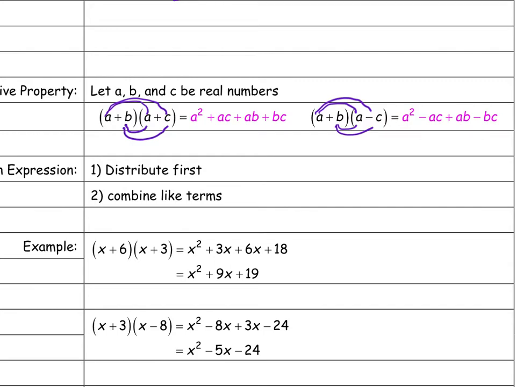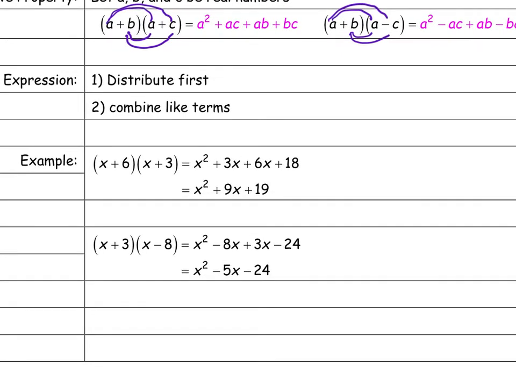I'm going to distribute, then I'm going to combine like terms. So if I look at my two examples I have here, I have one that is both plus plus and one that is plus minus. Okay. So x times x is x squared. X times 3 is 3x, 6 times x is 6x, and 6 times 3 is 18. And then you combine your two like terms together, which are these ones, and I get x squared plus 9x plus 18.